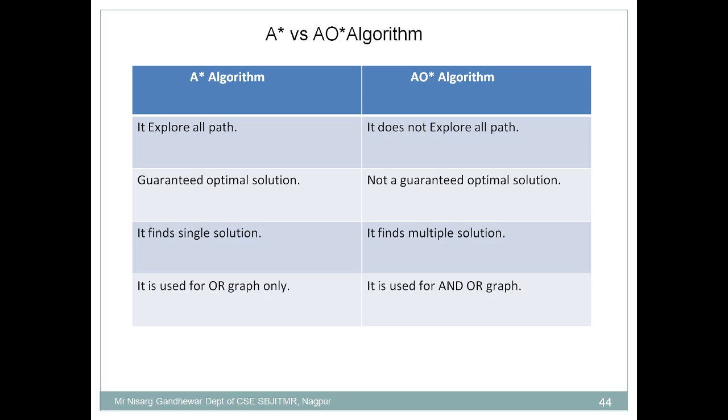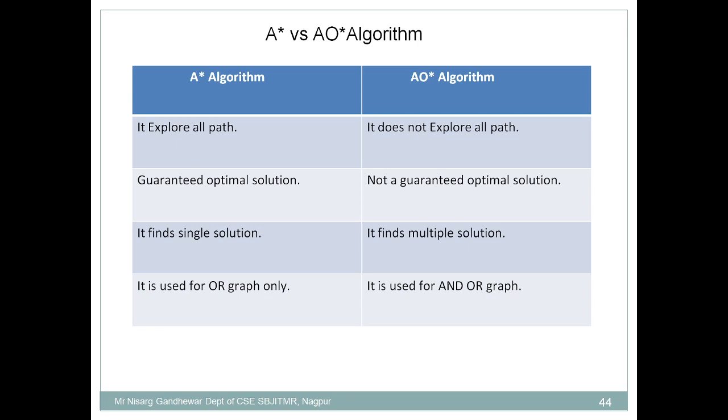Now we talk about the differences. What are the differences between A star and AO star? So the very first difference is that the A star algorithm will explore all the paths, but this is not the case in the AO star algorithm. It does not explore all paths. Once you reach the solution, it will stop, but this is not the case in the A star algorithm. A star algorithm explores all the paths available in that particular graph.